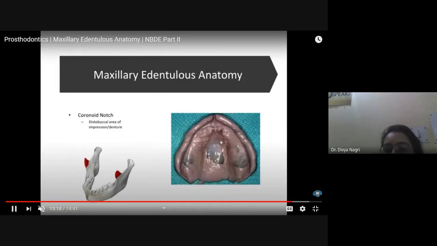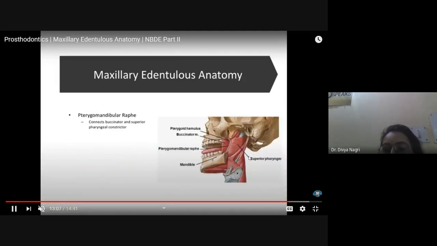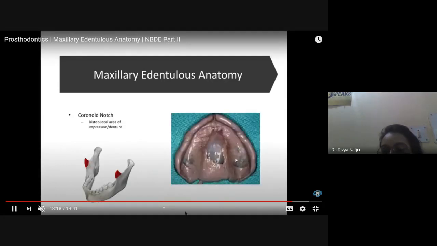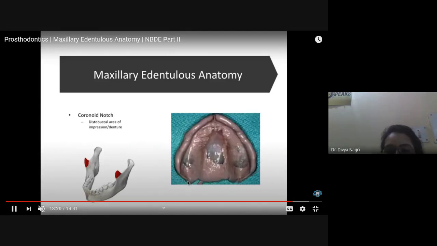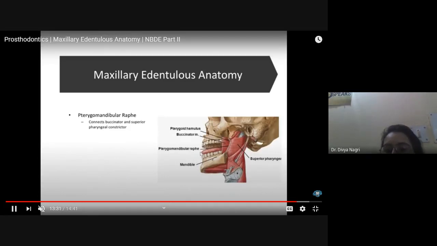It is going from the pterygoid hamulus and getting inserted into the mandible. It is joining the superior constrictor, which is the muscle of the pharynx, and the buccinator muscle. This is the buccinator muscle. This is the superior constrictor muscle of the pharynx, and it is being joined. This is the coronoid notch which is being shown to you. This is the distobuccal area of the impression.